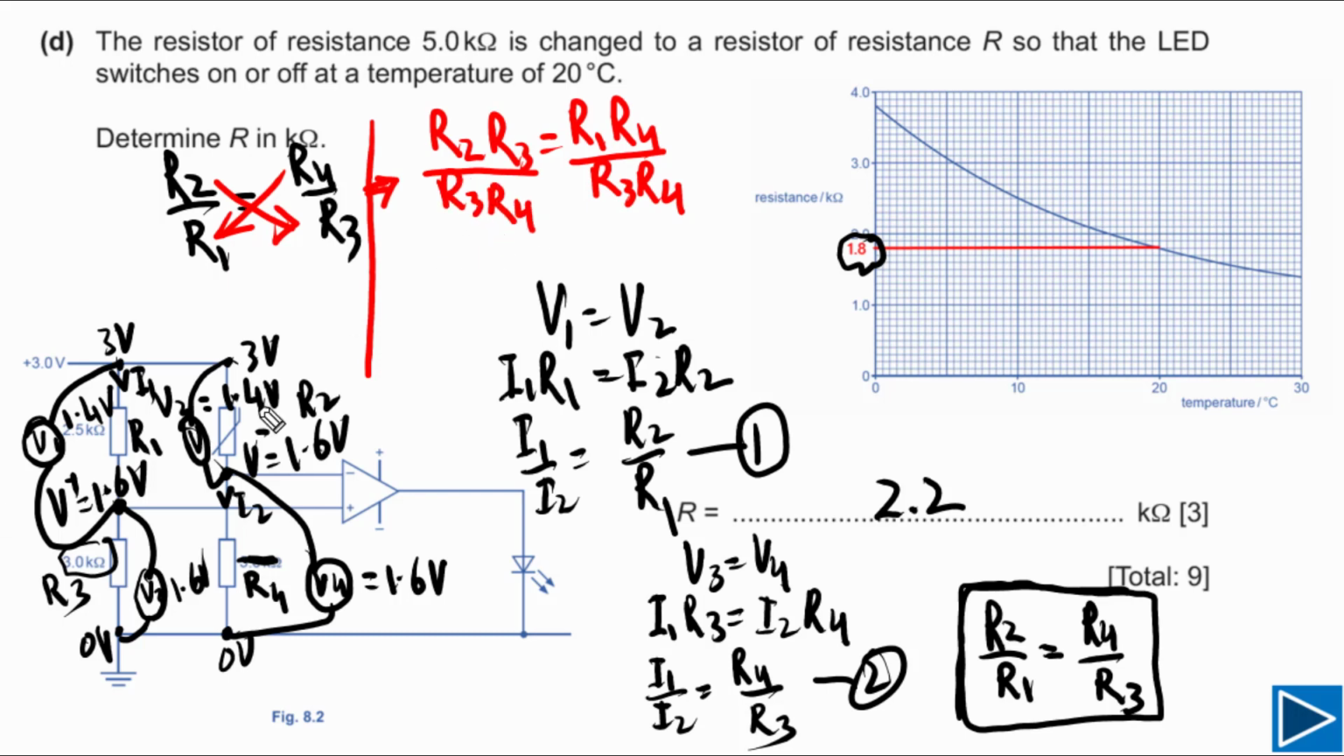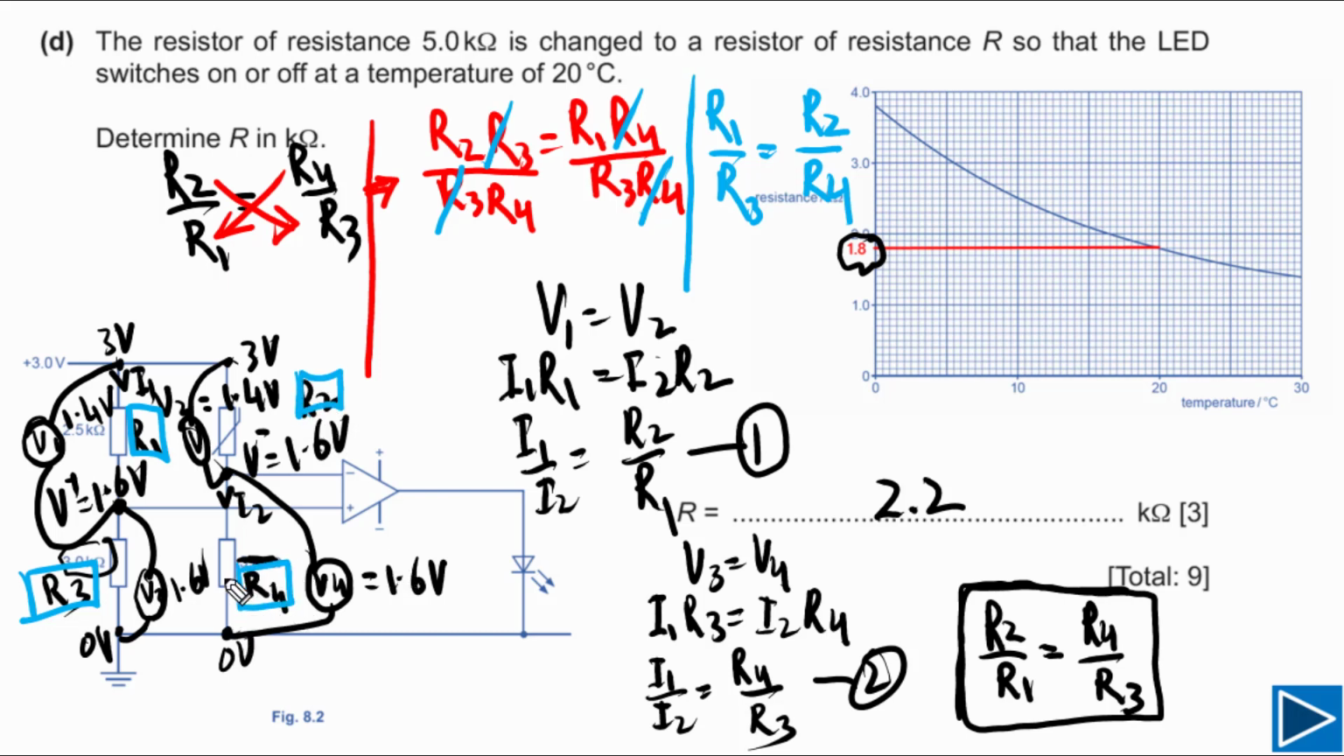Now from here we can cancel R4 with R4, and R3 with R3. Now this is the simpler form you can use next time. We can also write it like this: R1 by R3 is equal to R2 by R4. You need to understand this is R1, this is R3, this is R2, and this one is R4. It simply means that the ratio between these two resistors is equal to the ratio between these two resistors. The value of R1 that we have is equal to 2.5 kilo ohms.